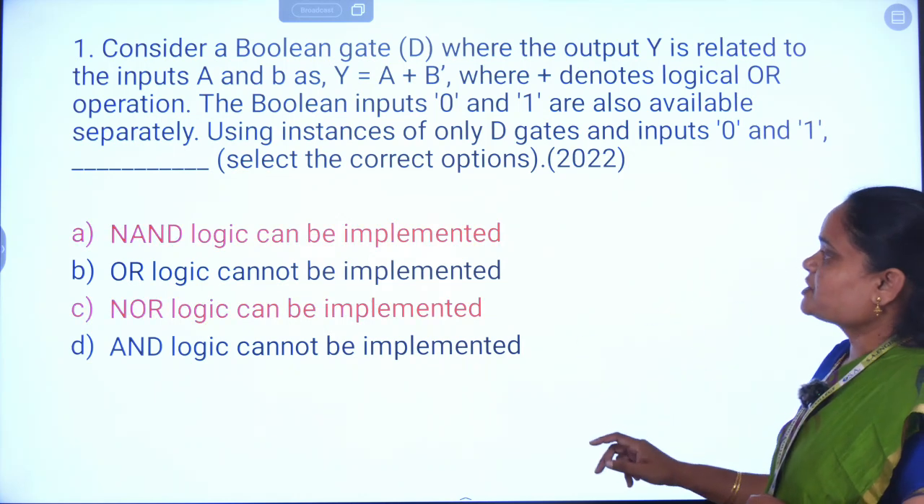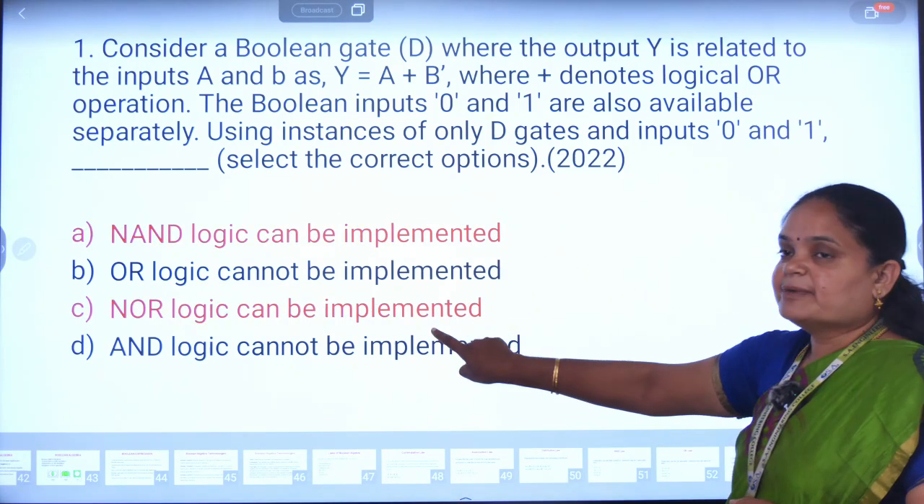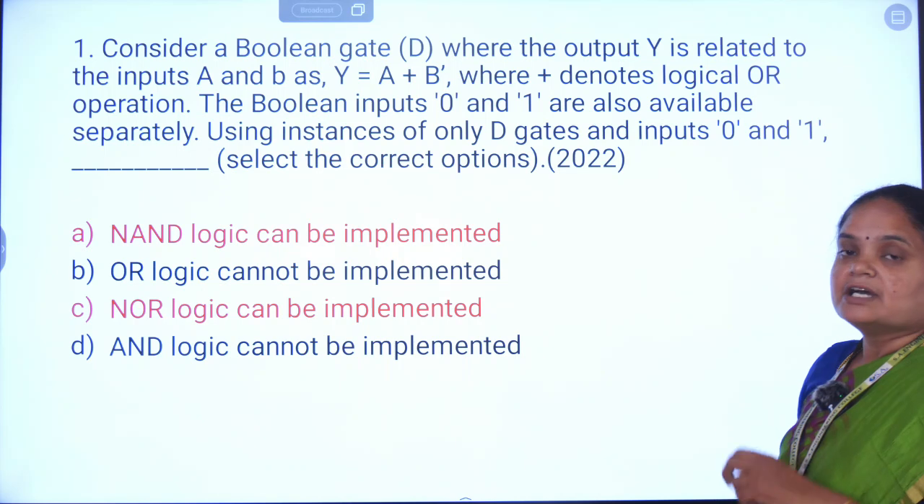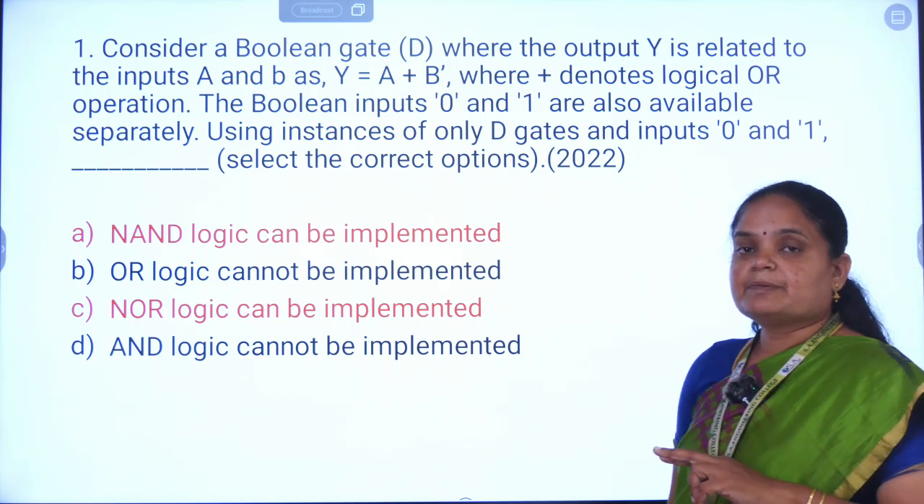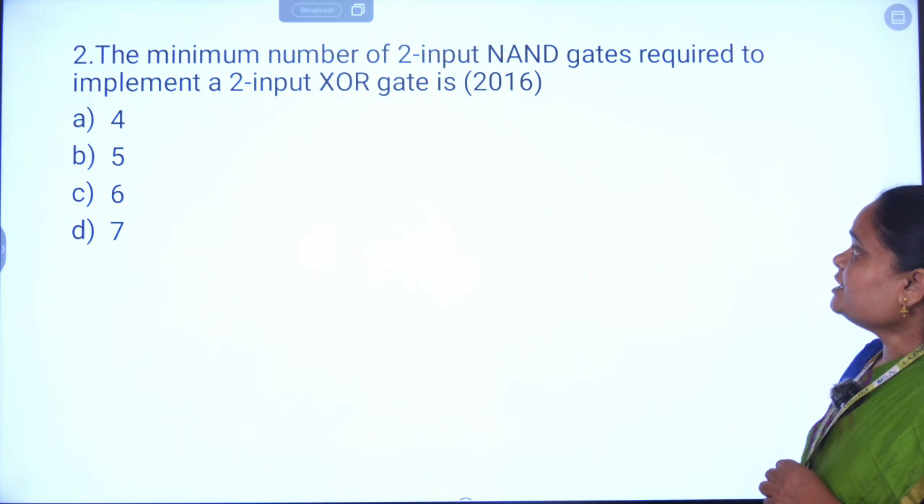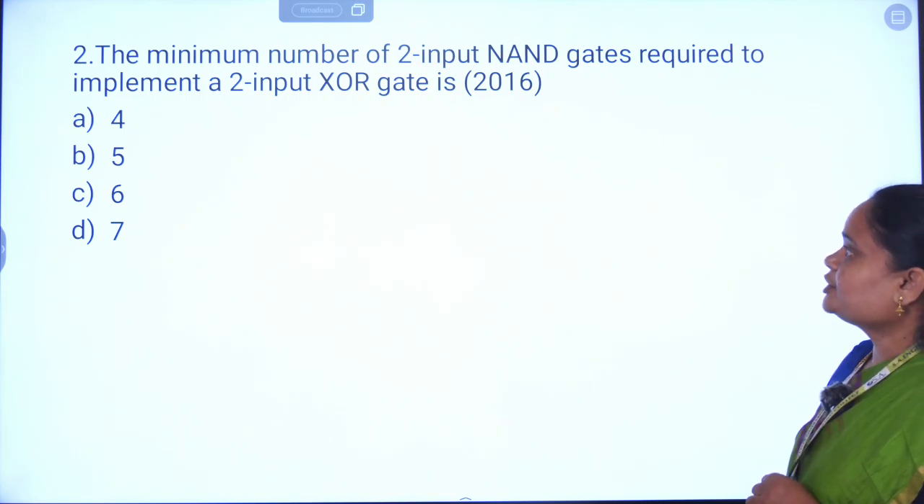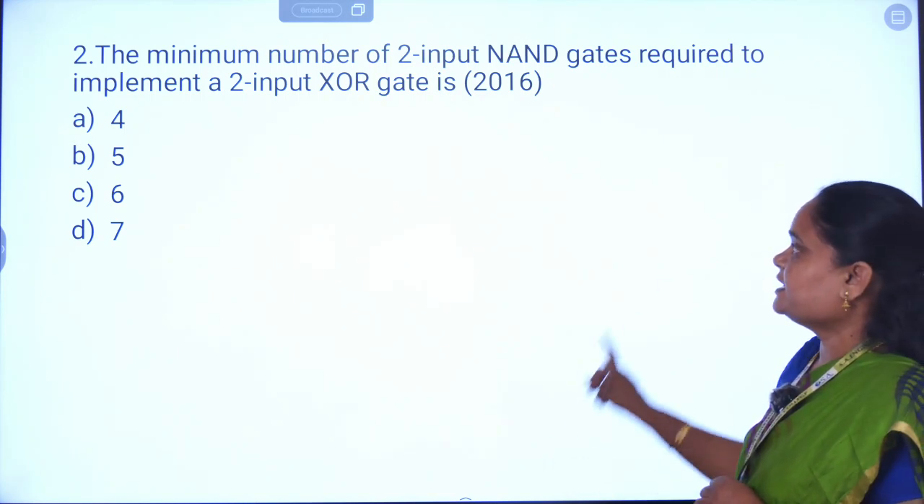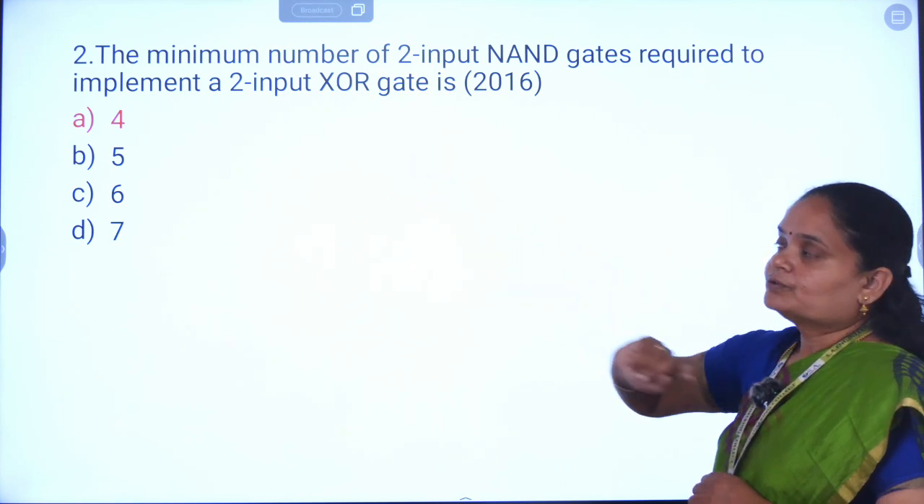Here there are two options: NAND logic can be implemented, NOR logic can be implemented. So sometimes in the GATE question paper, they give two options as an answer. The minimum number of 2 input NAND gates required to implement a 2 input XOR gate is 4.